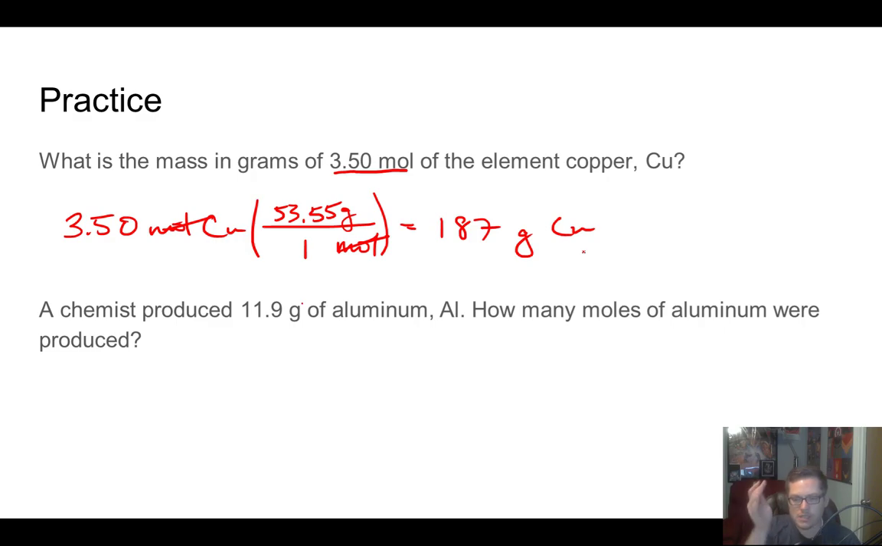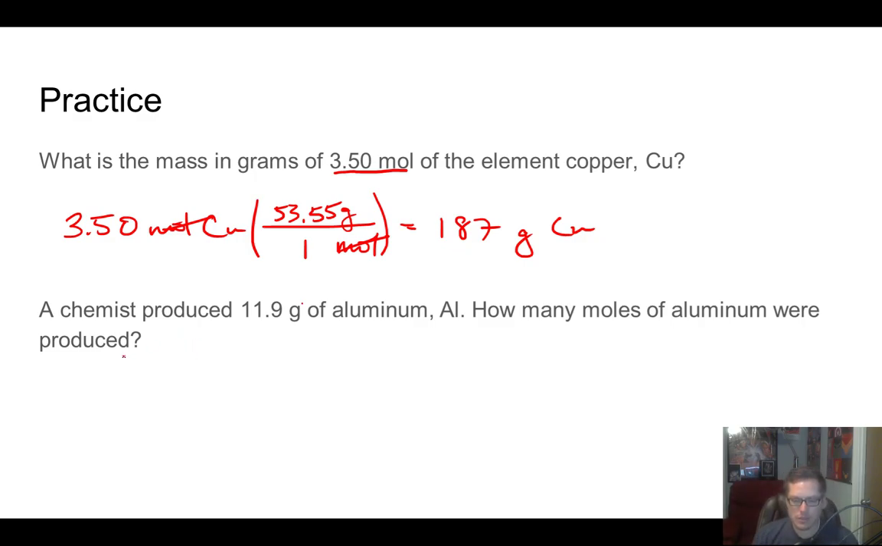So if you had a sample and you knew for sure that it was 3.50 moles of copper, then you know that that thing weighs about 187 grams of copper. All right. Next problem here. A chemist produces 11.9 grams of aluminum. How many moles of aluminum were produced?